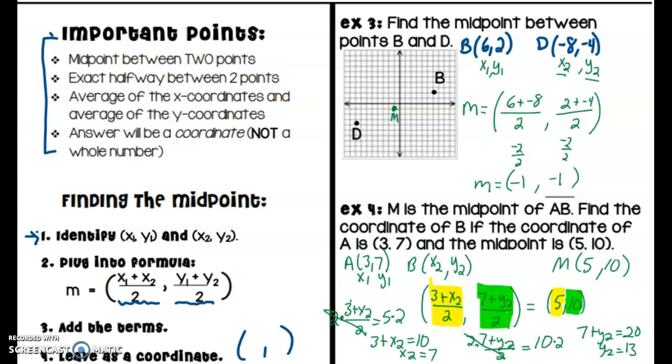So I'm just going to come over here. So B is x2 was 7, y2 was 13. So B is the endpoint. And you could check it by plugging back in A and B into the midpoint formula and making sure it comes out to be 5, 10, but I'm pretty confident in our work here. But that's about as hard as it'll get when using midpoint.